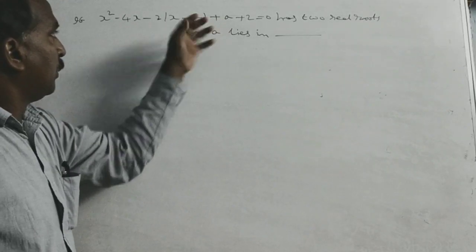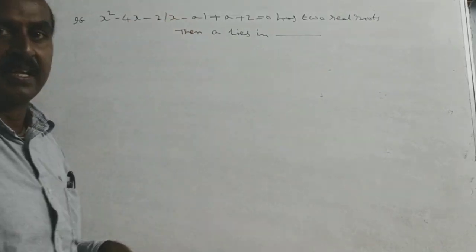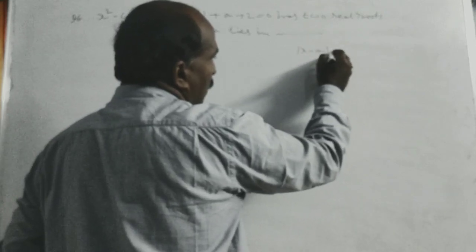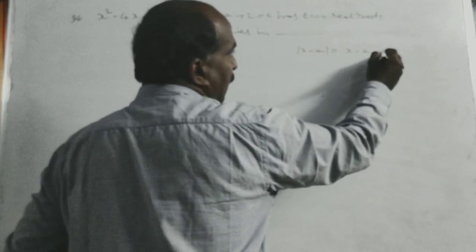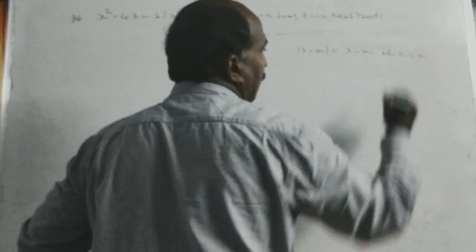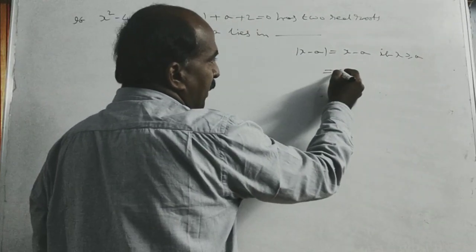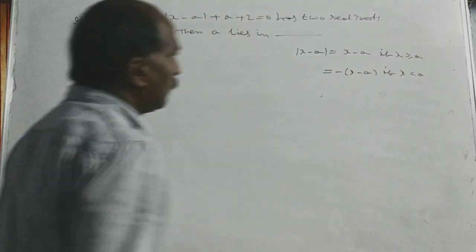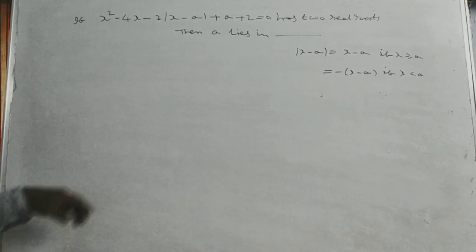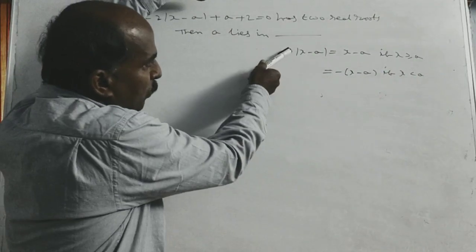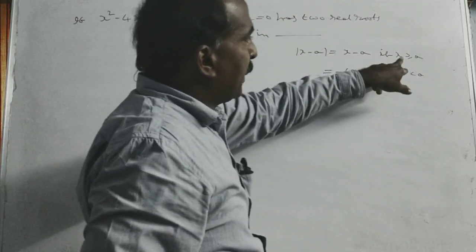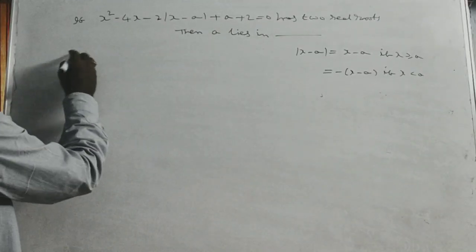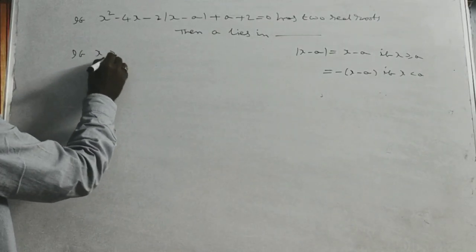In this equation, here we have modulus of x minus a. By definition, modulus of x minus a is plus (x − a) if x is greater than or equal to a. We know that modulus of x minus a is minus (x − a) if x is less than a. Here we have two cases. In case 1, x ≥ a, and case 2, x < a. Case 1, we take x ≥ a.